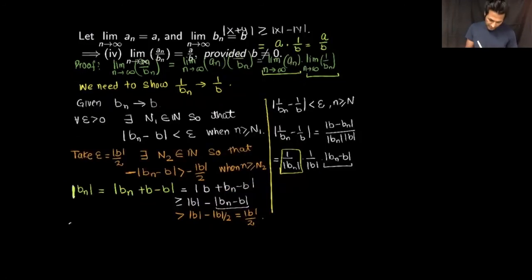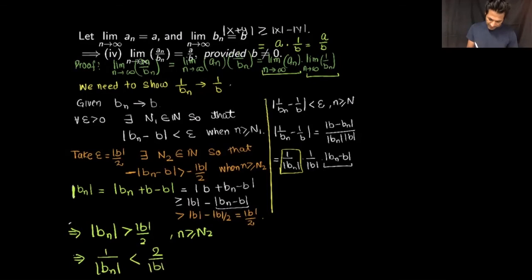So now let me summarize what we get from here. I get that the absolute value of bn is bigger than |b|/2, which is true when n is bigger than n2, or in other words, 1 over |bn| is less than 2 over |b|, and that is true when n is bigger than n2. So now I'm going to circle my two main inequalities. This is the first inequality, and this one also.